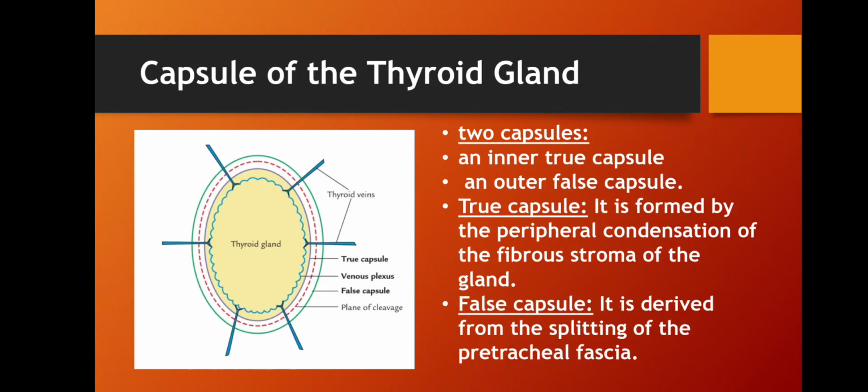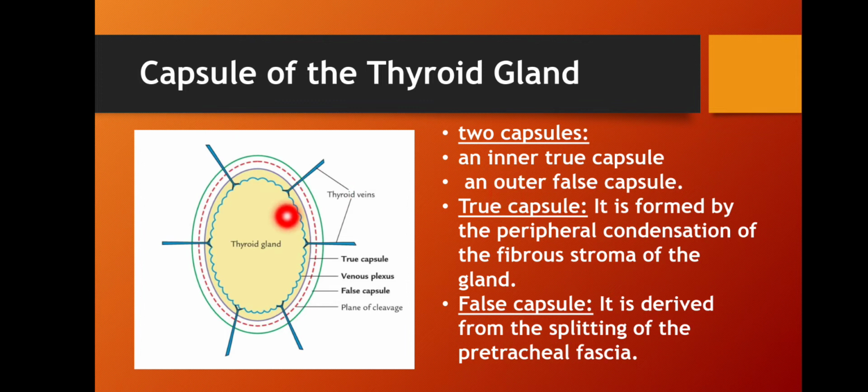Next, capsule. See in this picture, how many capsules can you find? A true capsule and a false capsule. Which is inside? The true capsule. Which is outside? The false capsule. So the thyroid gland contains two capsules, the true capsule inside and the false capsule outside.